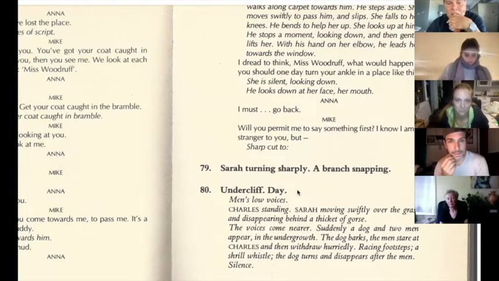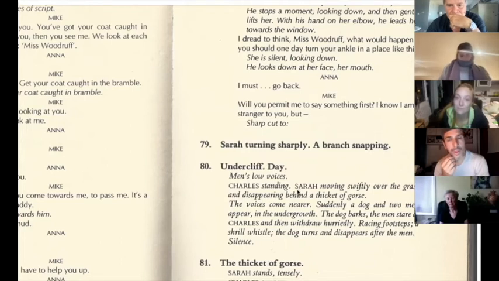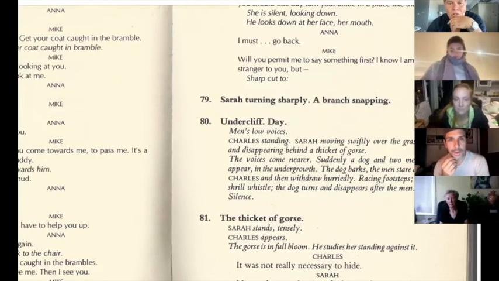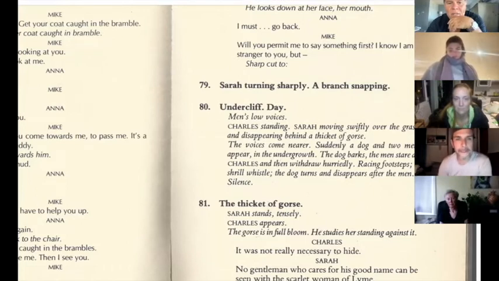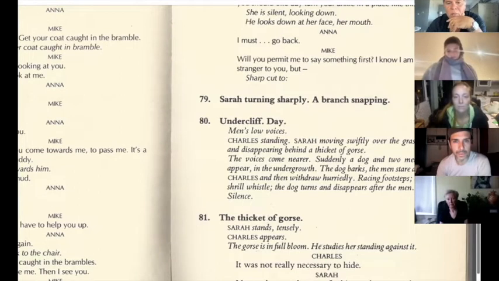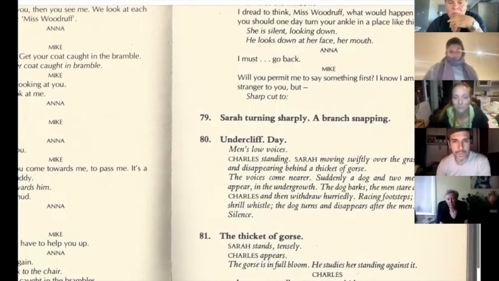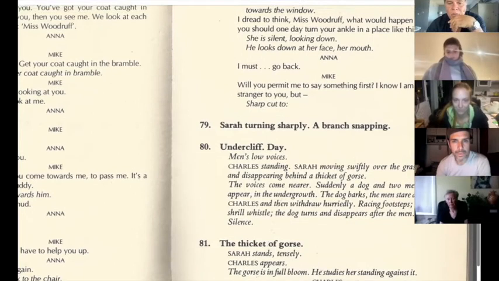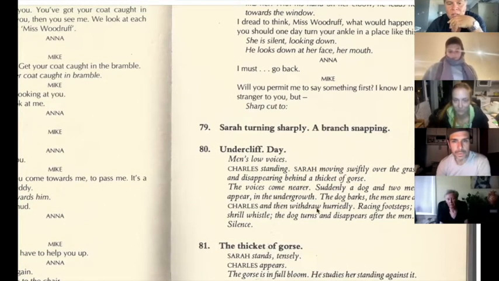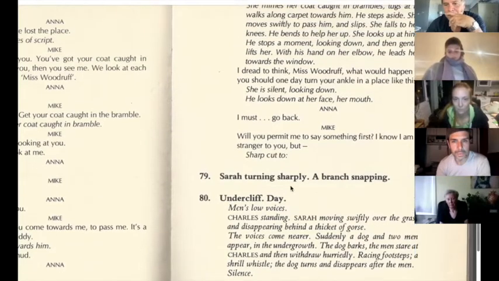He looks down at her face, her mouth. I must go back. Will you permit me to say something first? I know I am a stranger to you, but... Sharp cut to Sarah turning sharply, a branch snapping, undercliff day, men's low voices. Charles is standing. Sarah moving swiftly over the grass and disappearing behind the thicket of gorse. The voices come nearer. Suddenly a dog and two men appear in the undergrowth. The dog barks. The men stare at Charles and then withdraw hurriedly. Racing steps, shrill whistle. The dog turns and disappears after the men. Silence. That's the scene.